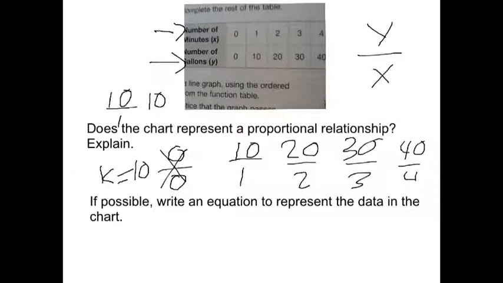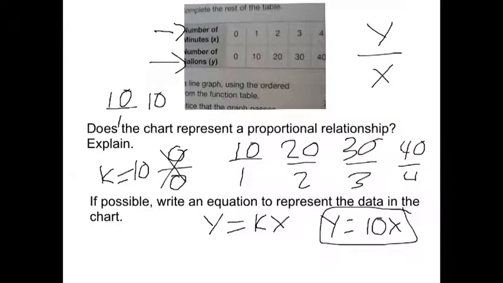The good news is it does represent a proportional relationship, which means we will be able to create an equation for it. If I were to write this proportional relationship as an equation, output equals constant of proportionality times input, and in this case the constant of proportionality is 10. So the equation is y equals 10x, which means no matter what the number of minutes, the number of gallons used will always be 10 times the number of minutes. So if I want to know in 50 minutes how many gallons I'm going to use, I would multiply 50 by 10 and recognize that I would use 500 gallons.